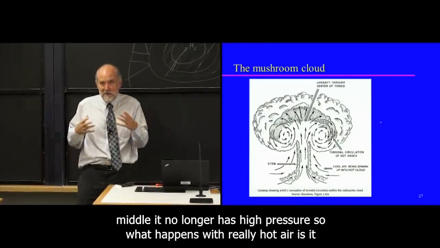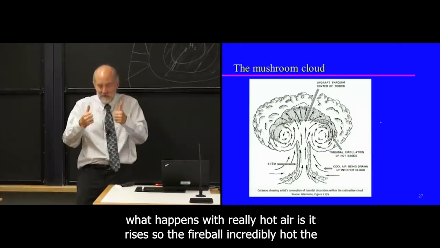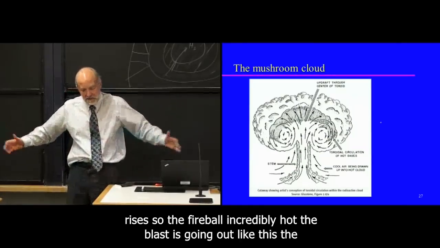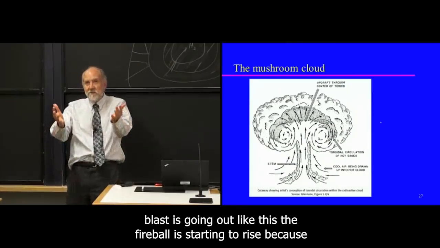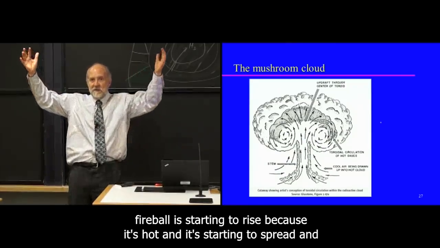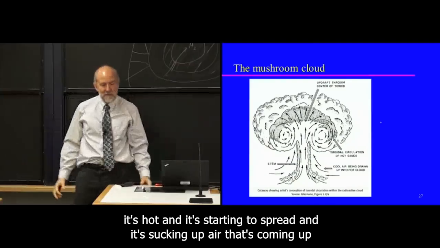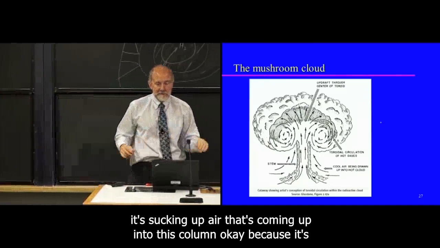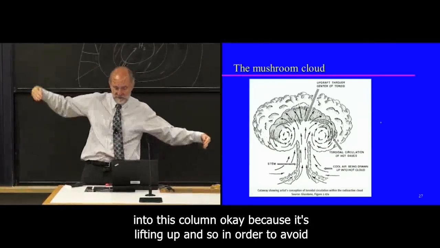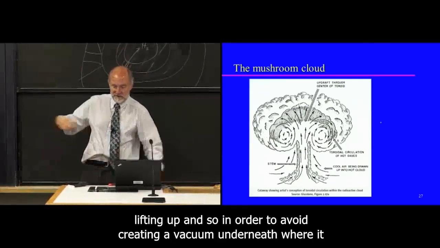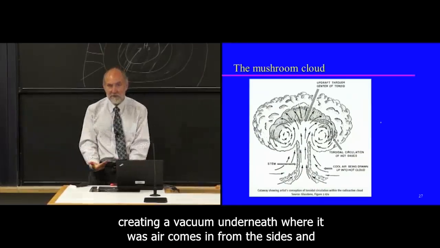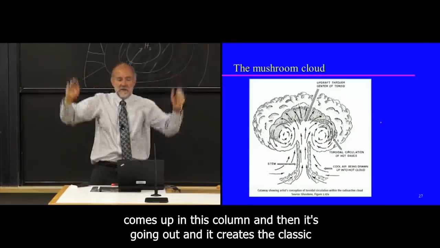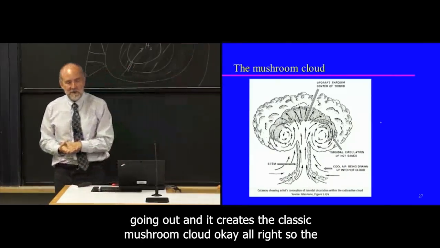So what happens with really hot air is it rises. So the fireball, incredibly hot, the blast is going out like this. The fireball is starting to rise because it's hot, and it's starting to spread, and it's sucking up air that's coming up into this column, okay, because it's lifting up, and so in order to avoid creating a vacuum underneath where it was, air comes in from the sides and comes up in this column, and then it's going out, and it creates the classic mushroom cloud.